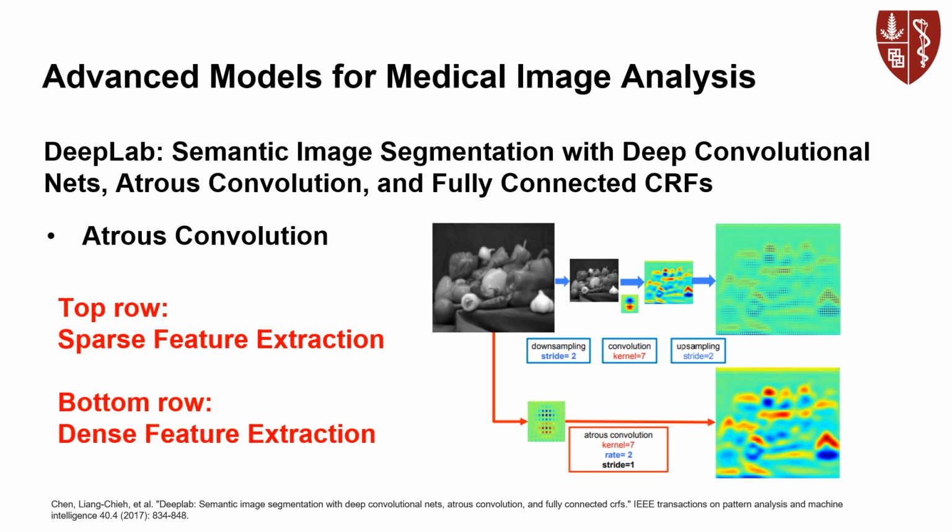Atrous convolution here has two different types. One is for sparse feature extraction, so features which are spread across multiple regions of the image, and there are fewer of them. The bottom row shows dense feature extraction in the same image, so features which are held close together. This type of convolution would capture both kinds of feature distribution in a given input image, so this is pretty great.